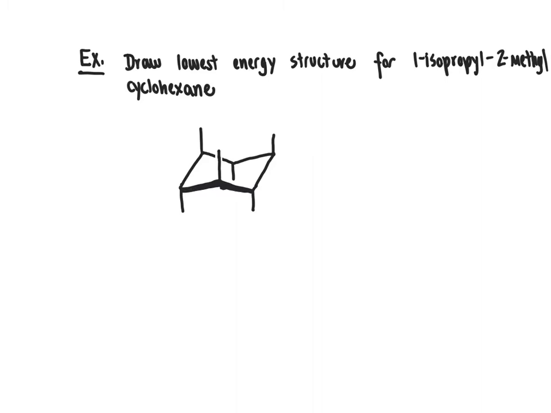And then I'm going to fill out my equatorial positions as well. I'm going to show the equatorial positions in blue here. So go ahead and fill in equatorial down, equatorial up, equatorial down, equatorial up, equatorial down, equatorial up. And now to draw out the lowest energy conformer, the lowest energy possible structure for 1-isopropyl-2-methylcyclohexane, we would want to put both of these groups in equatorial positions to make the lowest energy structure that is possible for this molecule, period.